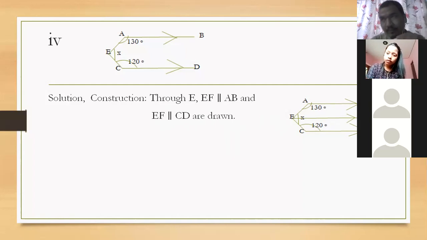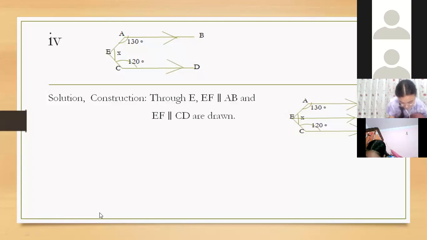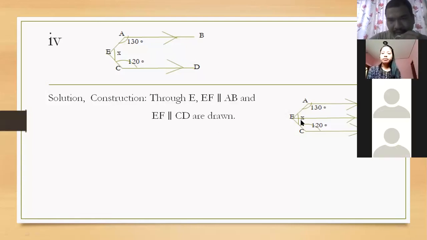Are you clear, children? Have you understood, Menuka? Yes, sir. Now, first of all, we are finding this upper one and this lower one because we have divided this angle X into two angles. One is the upper angle, the downward angle is the other.